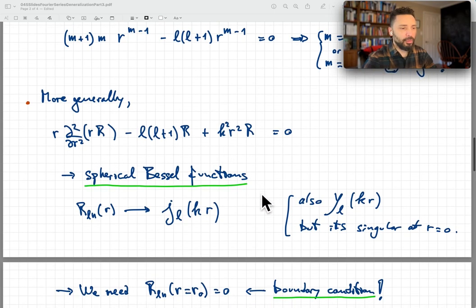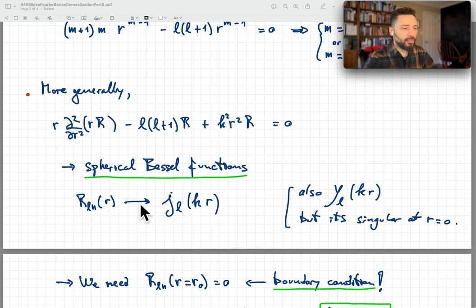Let's talk a little bit about those, but you can look them up. They have an index that corresponds to this number L here. And so they're denoted by j sub L, corresponding to this parameter L in the equation, again coming from the spherical harmonics. And in our case, in fact, this k will appear here. So this k squared r squared tells us that this j_L is a function of k times r.